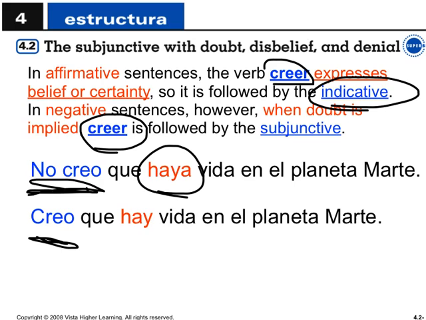Creo que is something that is certain or believed. Creo que hay vida en el planeta Marte. So I believe there is life on the planet Mars. So somebody can say, I don't believe that there's life on Mars, and somebody can say, I believe that there's life on Mars. Notice the difference, the subjunctive versus the indicative.